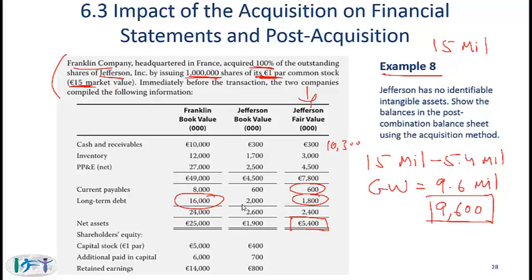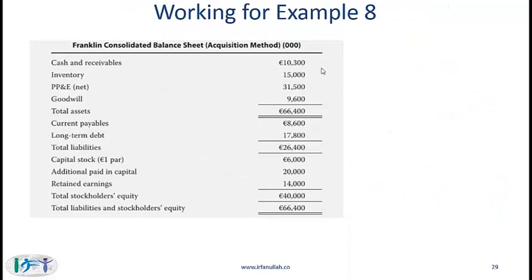The equity then will be the difference between the assets and liabilities. Here is the consolidated balance sheet. We've talked about these numbers already. The total assets are 66,400. We've talked about liabilities. This is the total liability amount. You subtract liabilities from assets, and you will have total equity of 40,000.